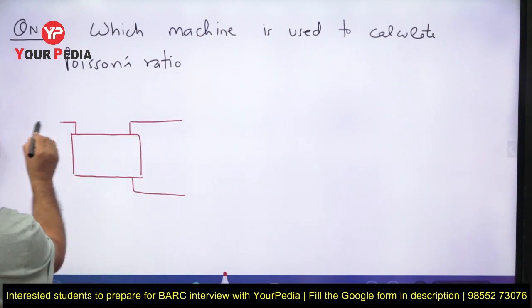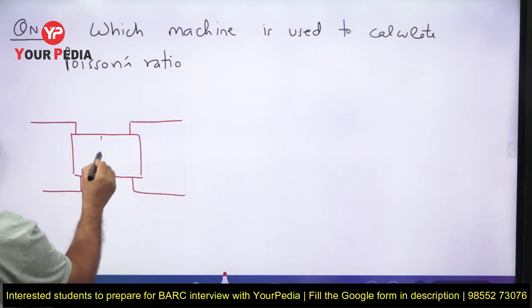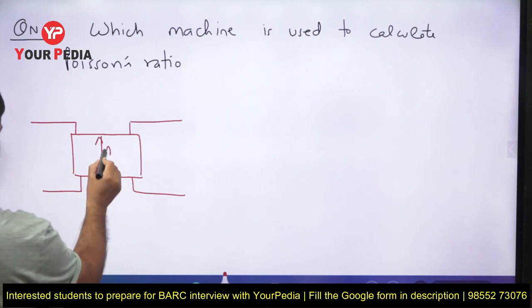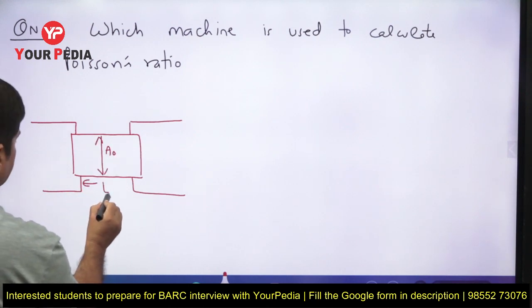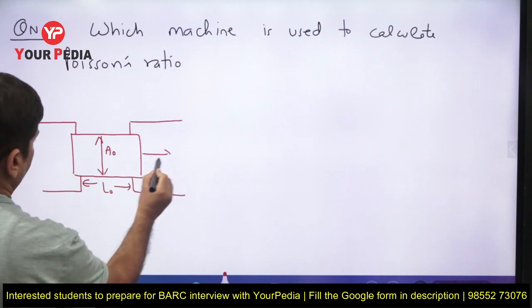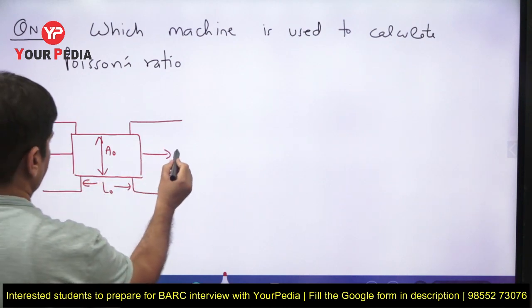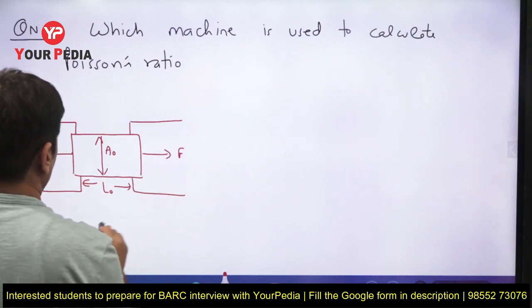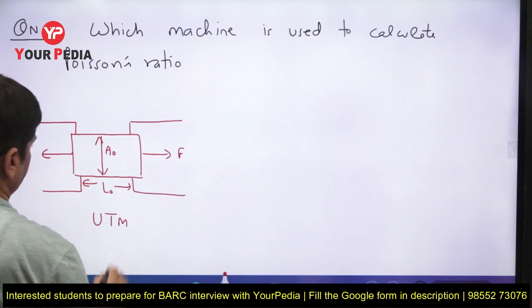You have already given the answer. The machine which is used to draw the stress strain diagram; this is the original area, this is the original length. The machine which is used to draw the stress strain diagram is actually called the universal testing machine.